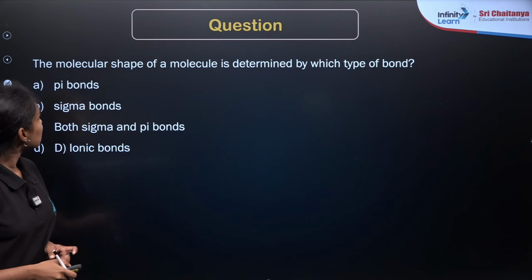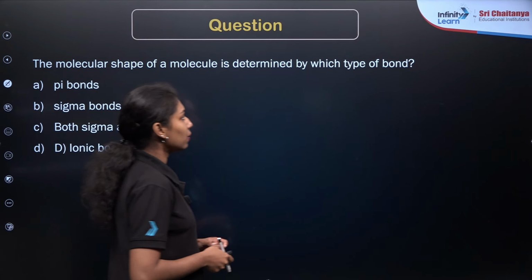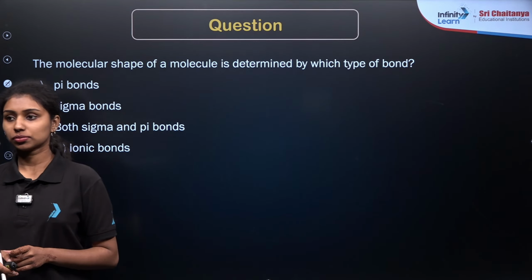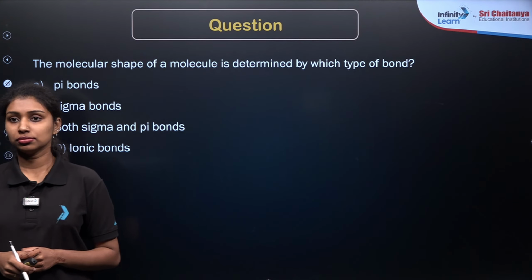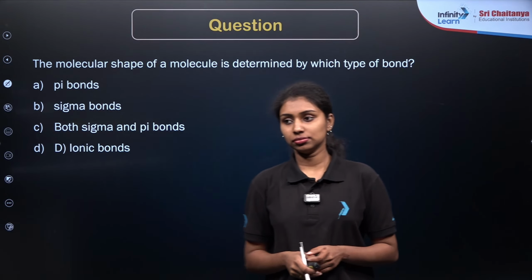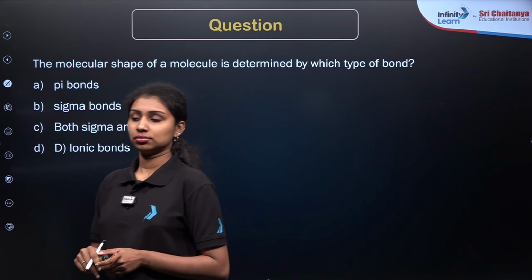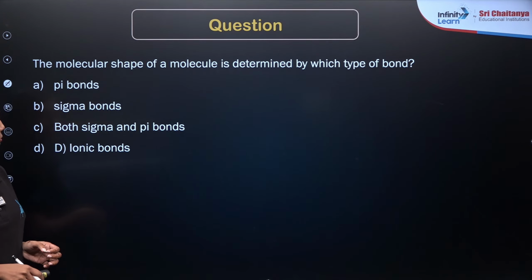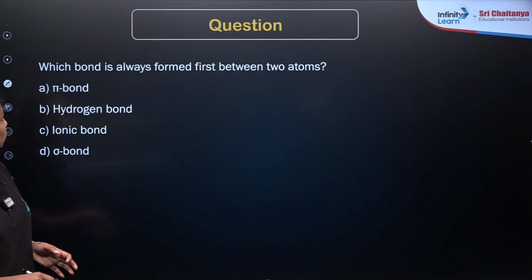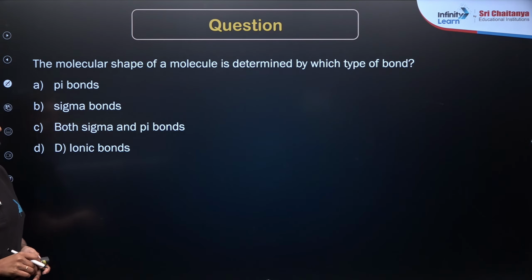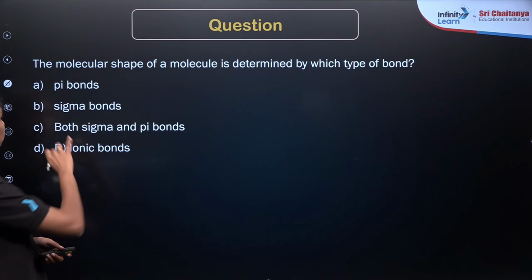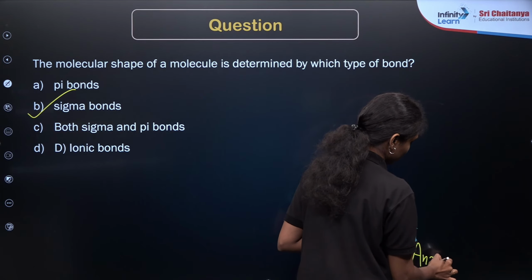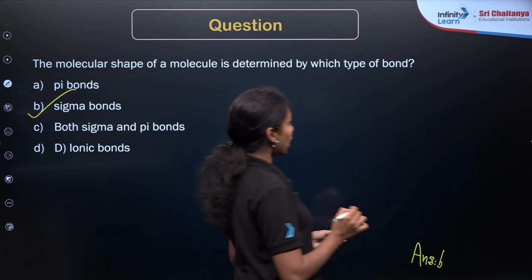One more question is there. The molecular shape of a molecule is determined by which type of bond? Whether it is formed by the sigma bond or pi bond. Option B is the correct answer. Sigma bond is responsible for the shape of the molecule.